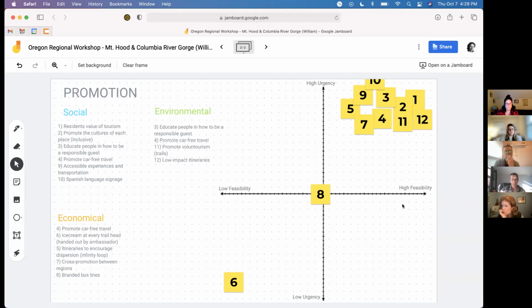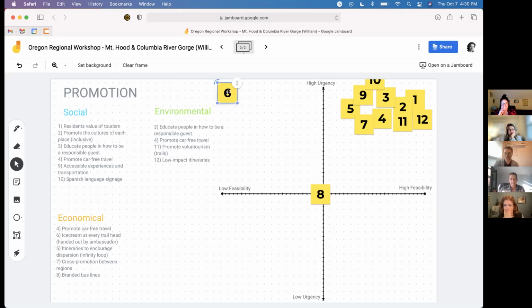This came up in other people's too, I saw: educating people on how to be a responsible guest, promoting car-free travel. Number 5 was itineraries to encourage dispersion as well. We talked about the infinity loop a little bit, high occupancy areas of overuse. We also got into a tangent discussion about how most of the things in here, these are all our ideas, so it's all usually high urgency and high feasibility. So we put ice cream at every trailhead, handed out by the trailhead ambassadors, just as something that's low feasibility. But William, actually, I think we should probably move that to high urgency because it's ice cream.